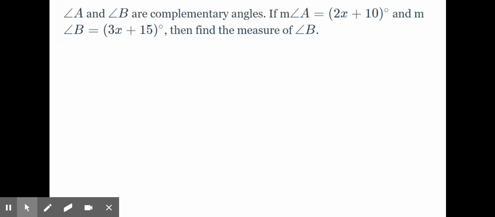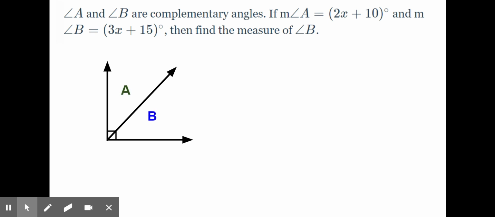Complementary means the two angles together make 90 degrees. So I'm going to draw myself a right angle here and label it. We know that these complementary angles are angles A and B. Angle A measures 2x plus 10 and B measures 3x plus 15. We have a right angle here, 90 degrees. Since these are complementary angles, they're two angles that add to 90 degrees. So that means angle A plus angle B will equal 90 degrees.